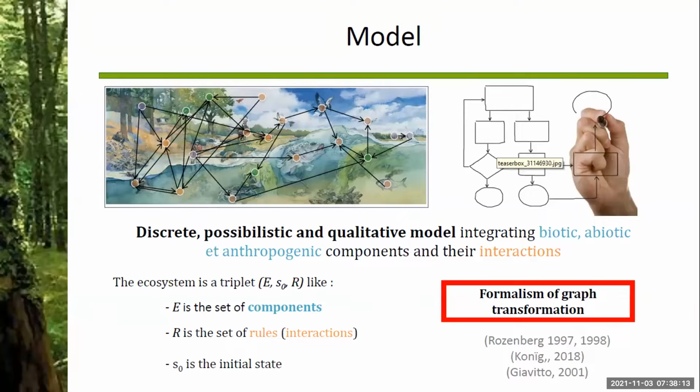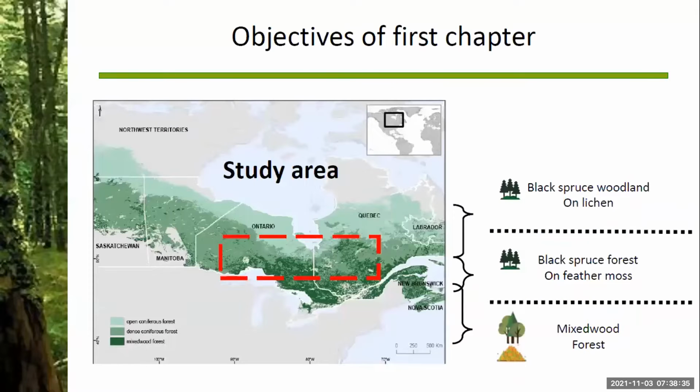For this, we need a triplet of elements. The first one is a set of components with all the components of my meta-ecosystem. The second one is the rules, which are created with some bibliography and review and take about the actual knowledge of the meta-ecosystem. And the third one is an initial state to initiate all trajectories and scenarios we can have in the model.